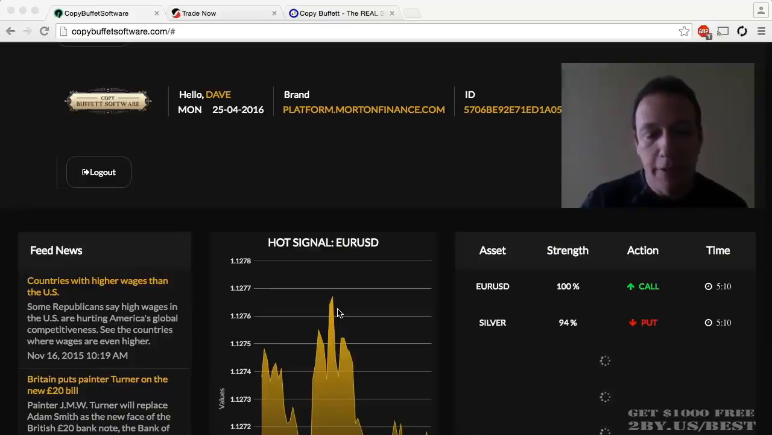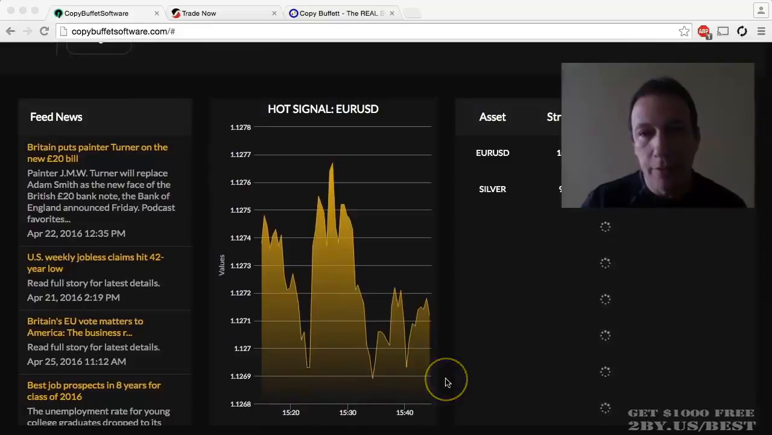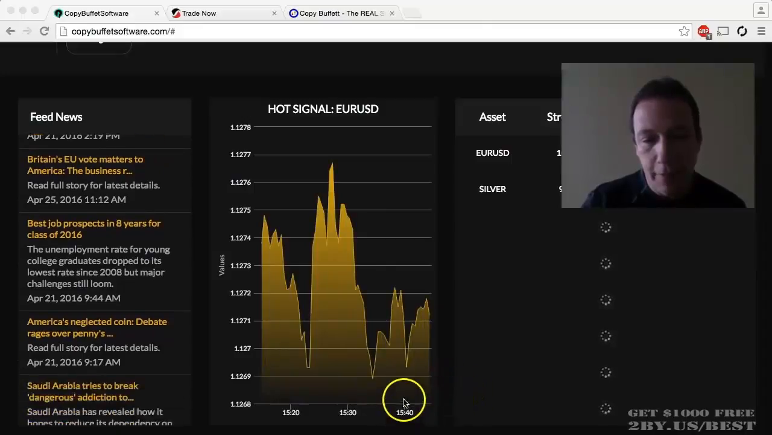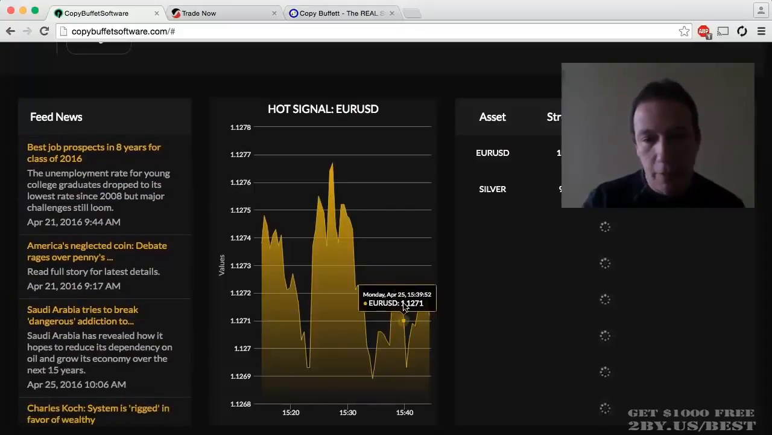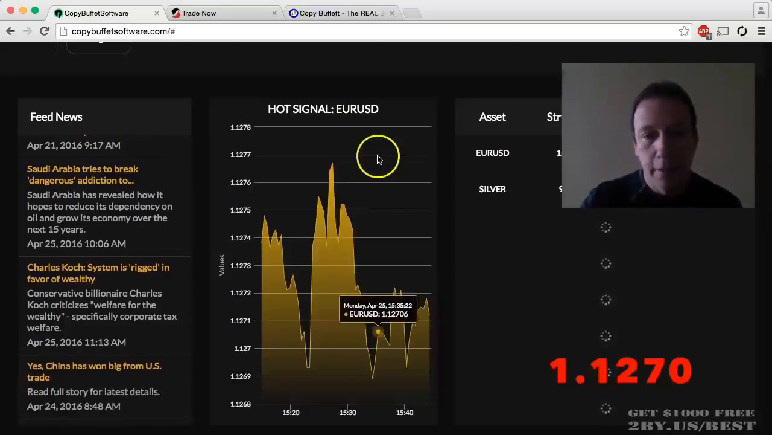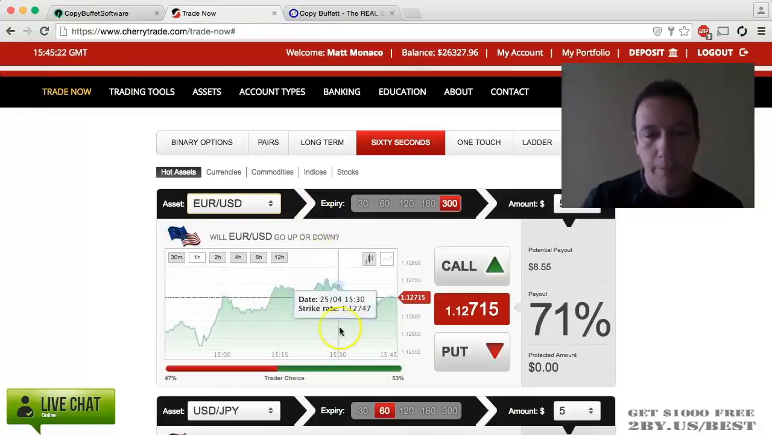So remembering our steps, what we're going to do is go back to the time. Now is 15:44. So this signal was offered at 15:40. So we need to determine what the strike rate was at 15:40, which is approximately 1270. So we're going to make note of that. And then we are going to go to our trading platform.